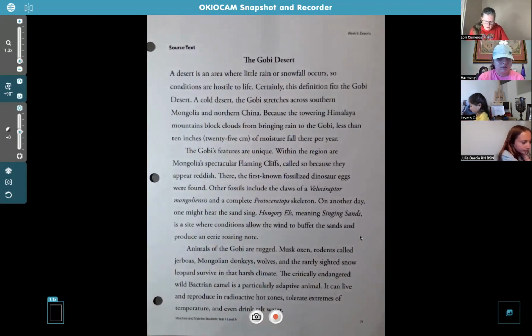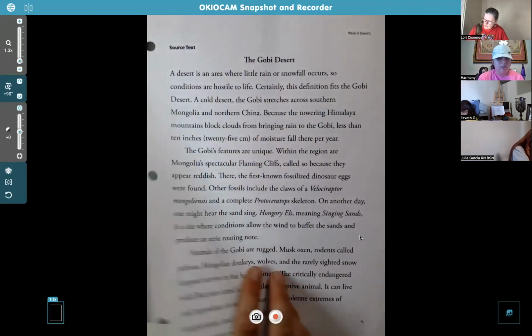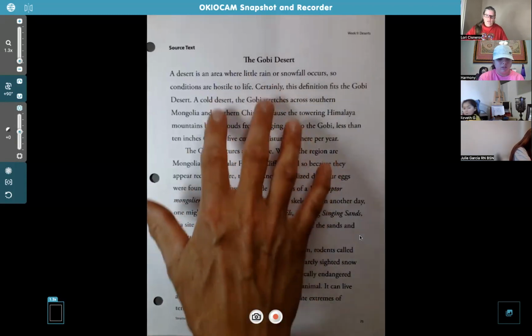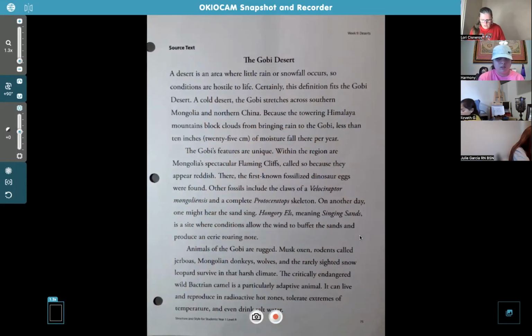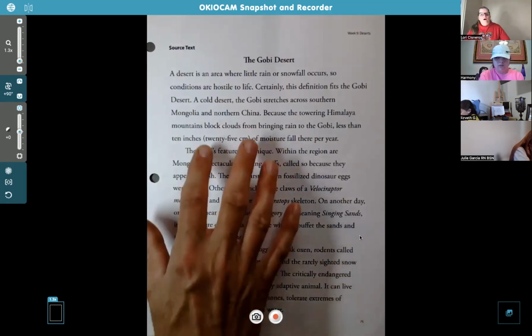Let's go ahead. I'm just going to read this straight through first. There's nothing on the back of the page. It's just these 3 paragraphs. So we're going to start by just reading it straight through, and then we'll talk about it.